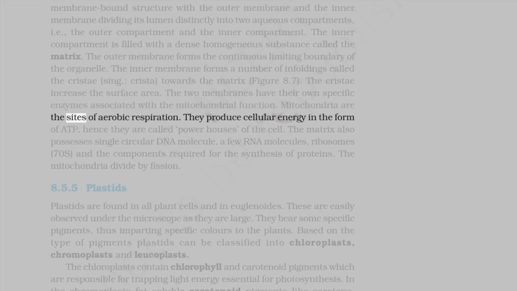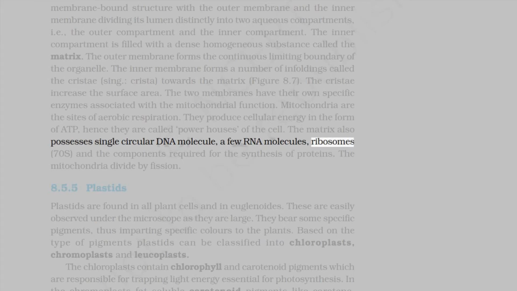Mitochondria are the sites of aerobic respiration. They produce cellular energy in the form of ATP, hence they are called powerhouses of the cell. The matrix also possesses single circular DNA molecule, a few RNA molecules, ribosomes, 70S, and the components required for the synthesis of proteins. The mitochondria divide by fission.